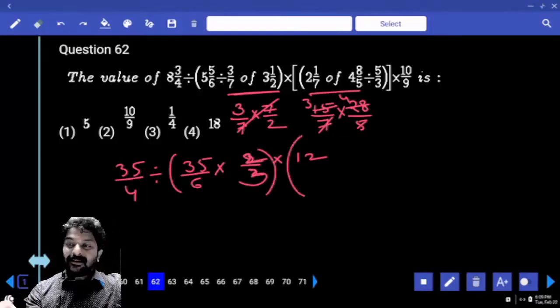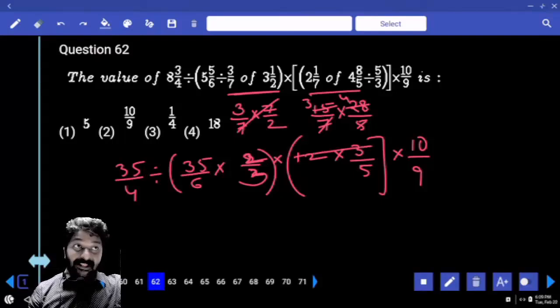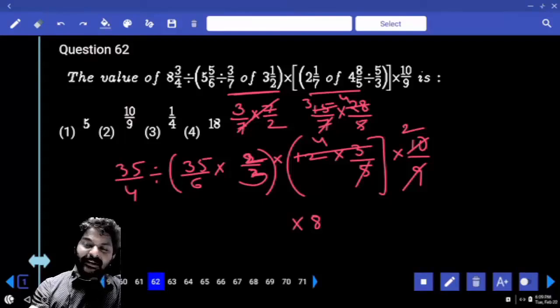Next again the bracket, 12 divided by 5 by 3 can be written as into 3 by 5 into 10 by 9. Correct. 12, 3 times 36. 9 how many times? 4 times. 5 how many times? 2 times. 4 into 2 is 8. Next, 2, 3 times.